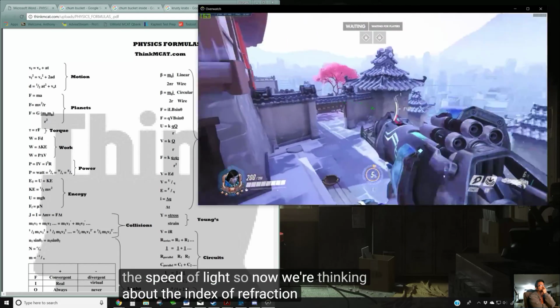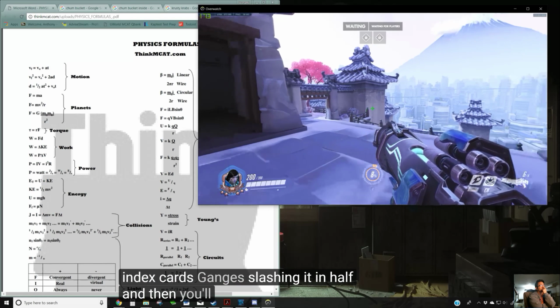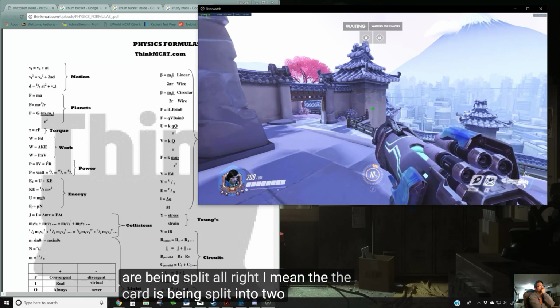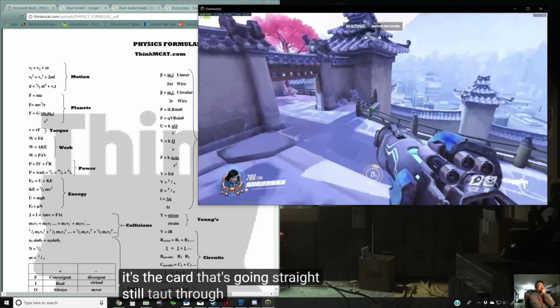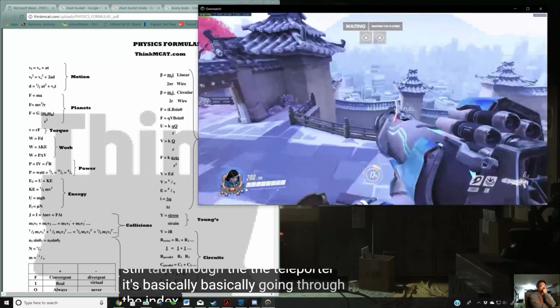So now we're thinking about the index of refraction, okay? We can think of Twisted Fate holding index cards, and he's throwing those index cards, Genji's slashing them in half, and you'll notice that the card is being split into two, okay? The card that's going straight through the teleporter is basically going through the index of refraction, right?